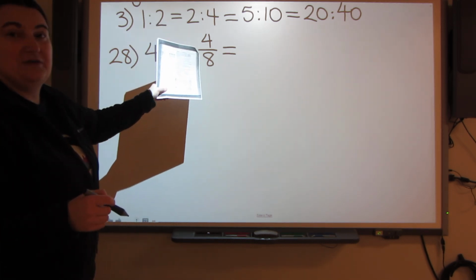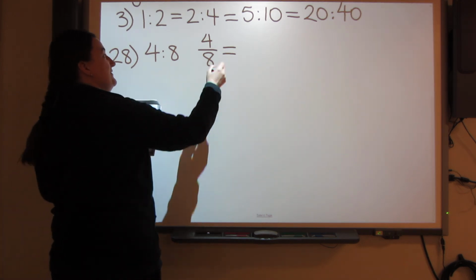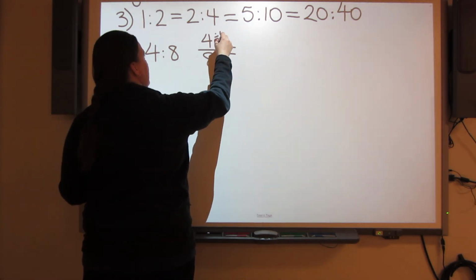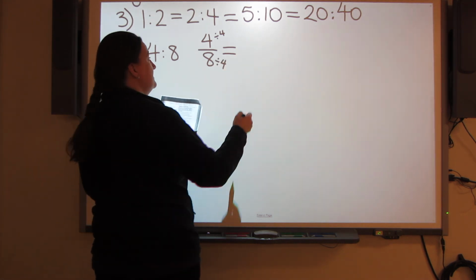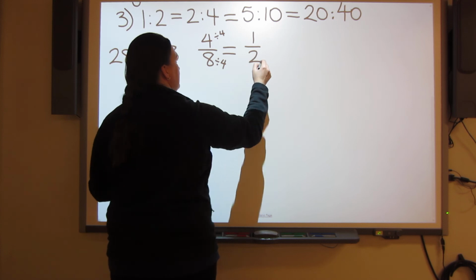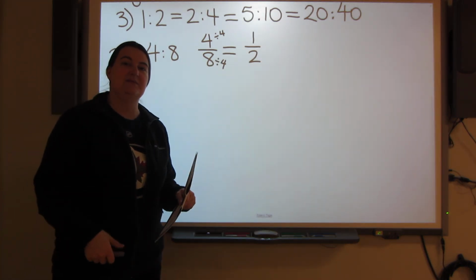So lowest terms, of course, you're going to figure out what you can divide both of them by. I can divide 4 by 4. I can divide 8 by 4. This will make it lowest terms, 1 over 2, which are both prime numbers, so for sure lowest terms.